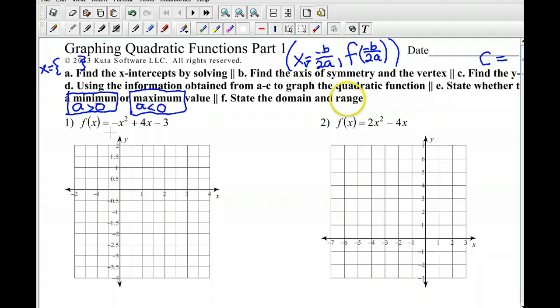State the domain and range. All right. So the domain for all of these is going to be unrestricted. You can plug in any numbers you want. You're just squaring, multiplying, and subtracting. So there's not going to be any restrictions. So your domain, for quadratics, is always going to be all reals. The range we're going to get from the graph.